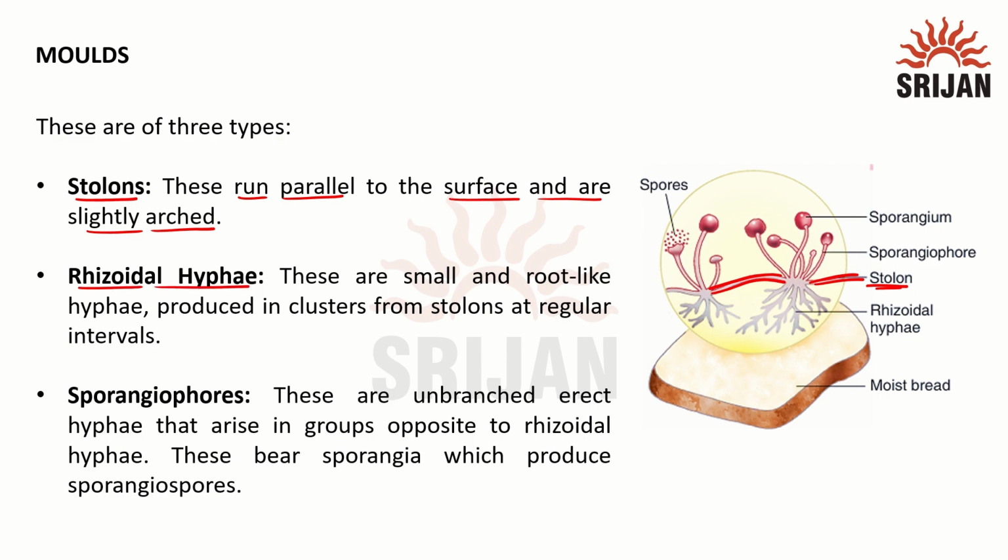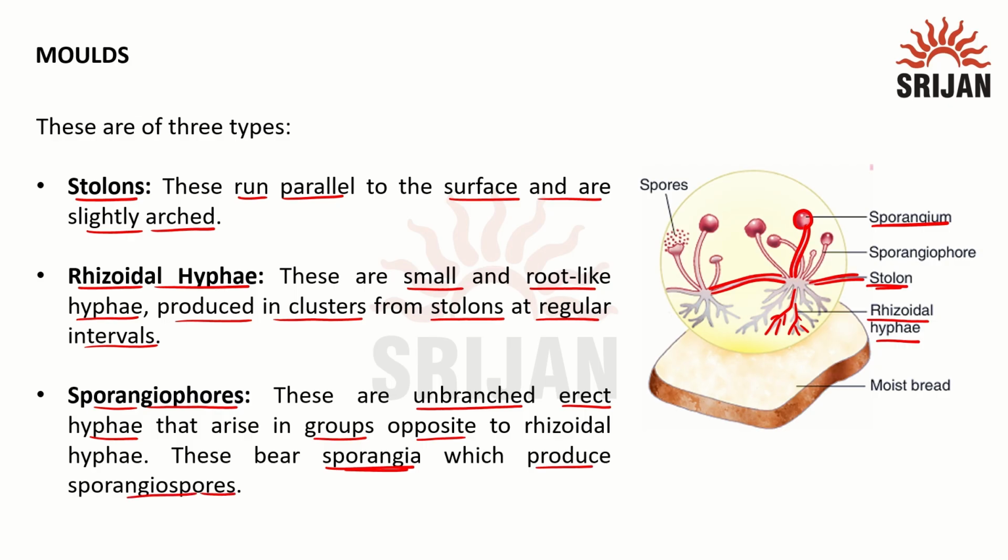Second is rhizoidal hyphae. You can see they are penetrating deep into the bread. These are small, root-like hyphae produced in clusters from stolons at regular intervals. Next is sporangiophores. Sporangiophores grow vertically upward and have a sporangium, that is the swollen circular structure. These are unbranched erect hyphae that arise in groups opposite to the rhizoidal hyphae. They bear sporangia which produce sporangiospores.